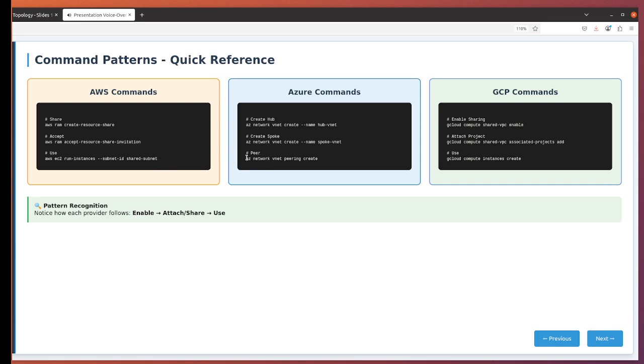Azure requires VNet Peering commands. You will typically set up hub-spoke using either the CLI or ARM templates. The peering is bidirectional by default. GCP uses the compute networks command with shared VPC enabled. Then you attach service projects to the host project. The syntax is clean and logical.